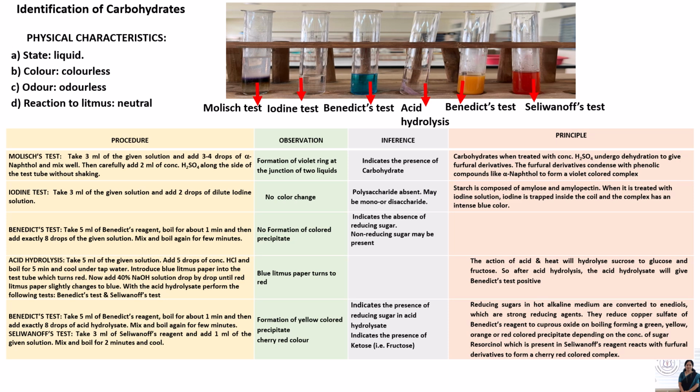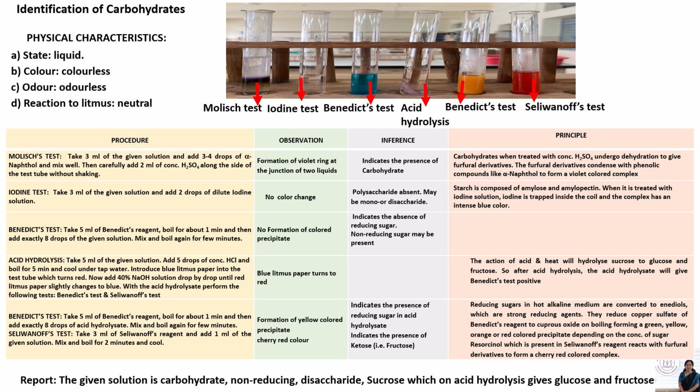So how to report this sample? The given solution is carbohydrate, non-reducing disaccharide sucrose, which on acid hydrolysis gives glucose and fructose. Now, coming to sources of sucrose. Sucrose is mainly present in sugar cane, fruits, and a small amount of sucrose is also present in honey. The other processed sources of sucrose include table sugar, ice cream, desserts, etc.